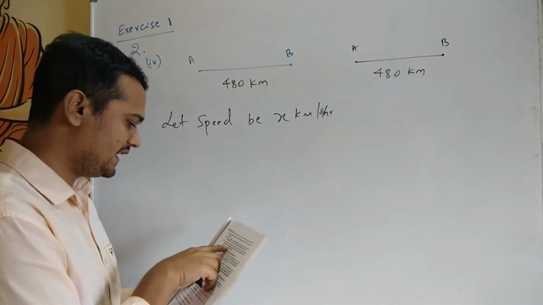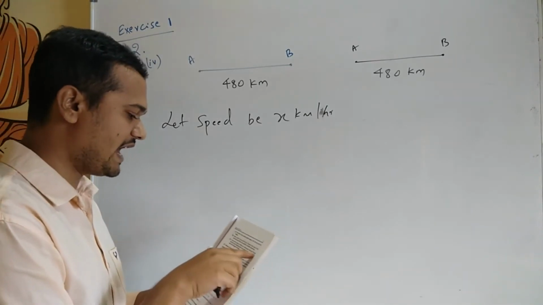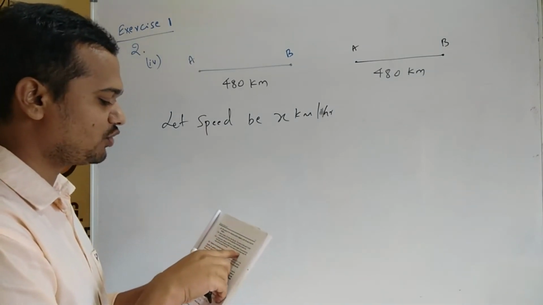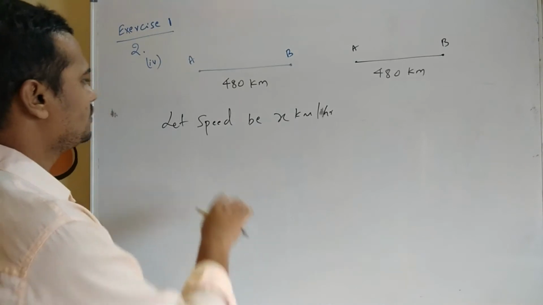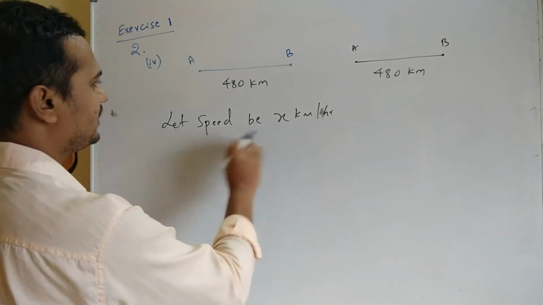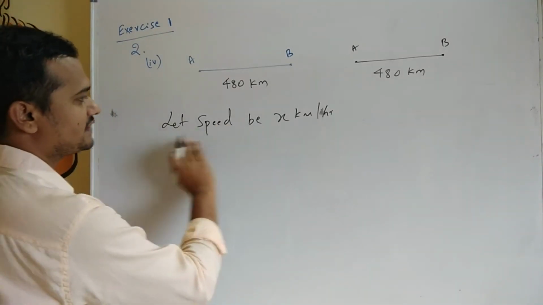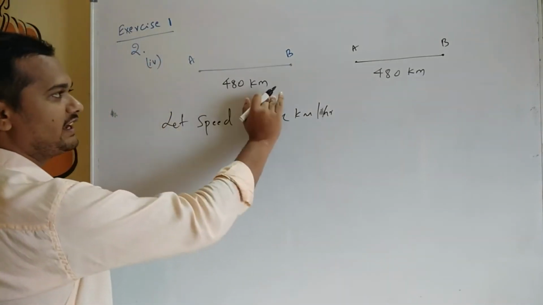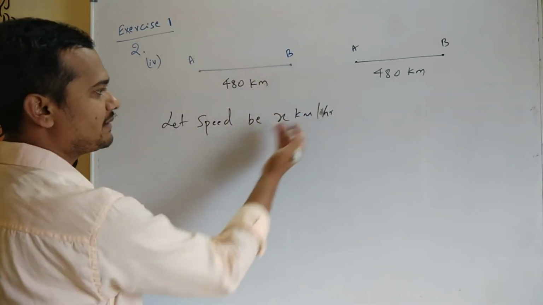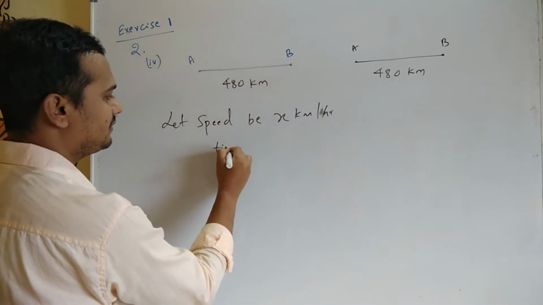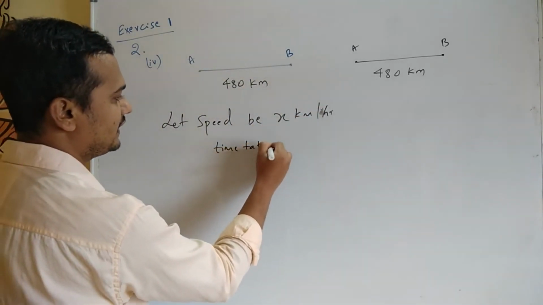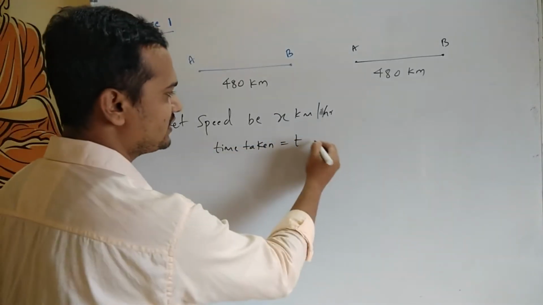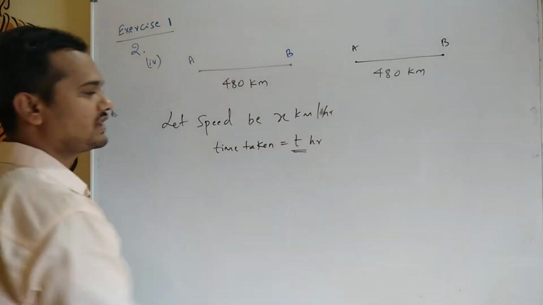If the speed had been 8 km per hour less, then it would have taken 3 hours more to cover the same distance. First understand the problem. The speed of the train is x km per hour and the distance it needs to cover is 480 kilometers. So how much time will it take? Let's take the time taken to be t hours. So this is our time taken.